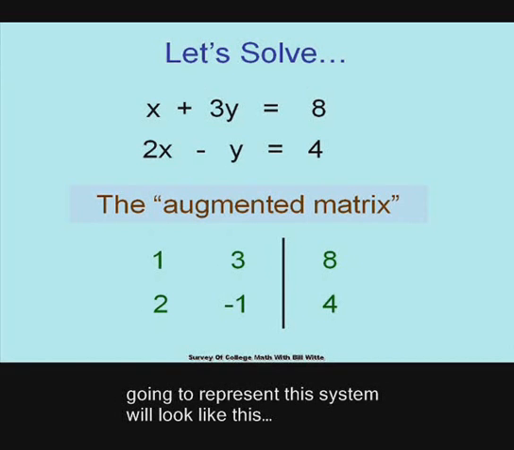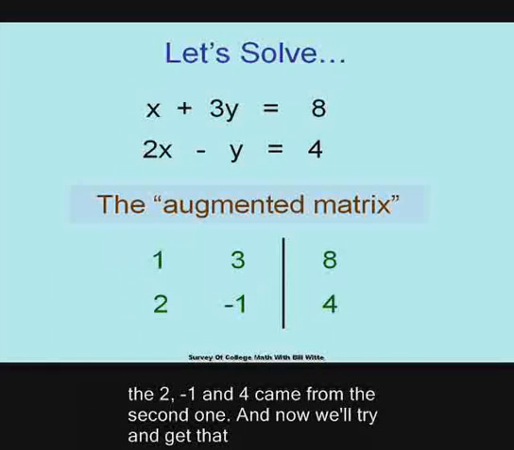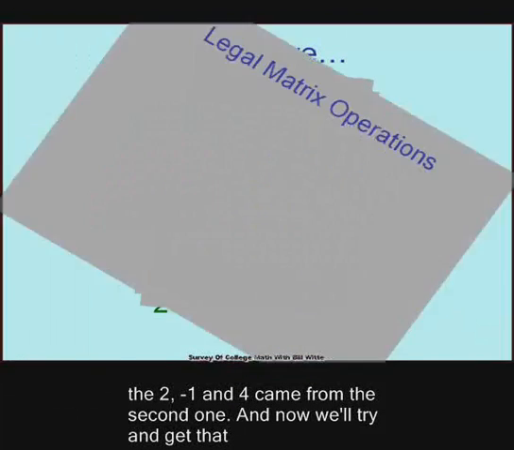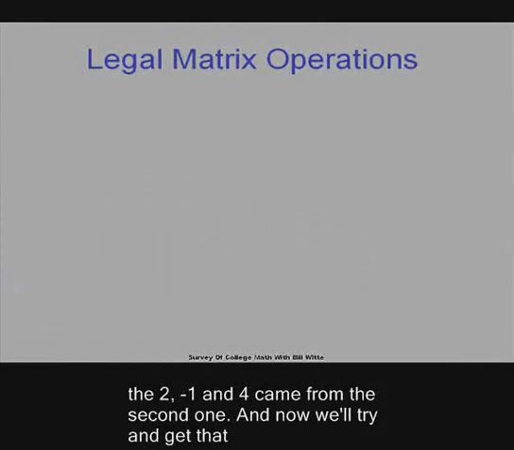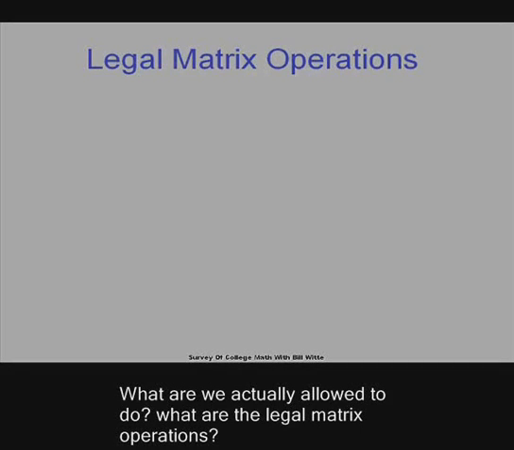The augmented matrix that's going to represent this is going to look like this. Okay, you see where the 1, 3, and 8 came from the first row, and the 2, negative 1, and 4 came from the second one. Okay? Now, we're going to try and get that diagonal 1s kind of a thing in the coefficient matrix by doing some manipulations. What are we actually allowed to do?